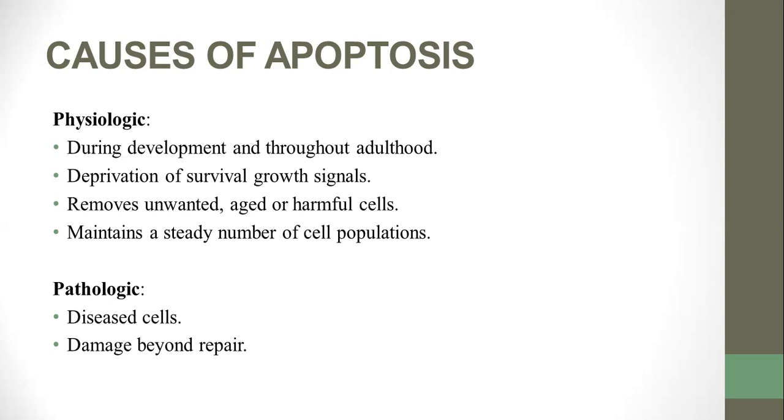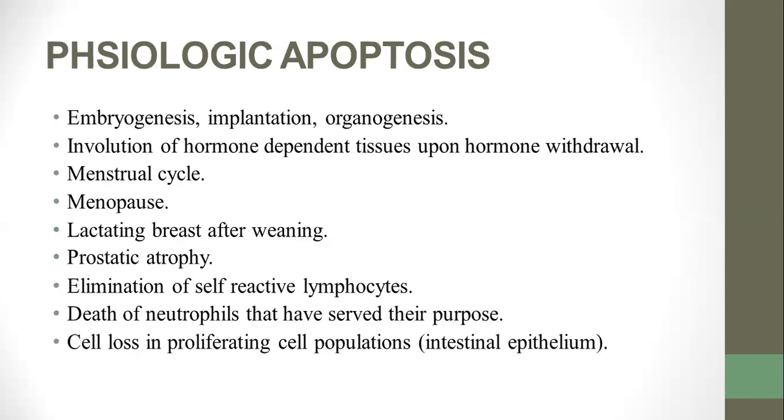And in cases of pathological apoptosis, the diseased cells and the damaged cells which cannot be repaired are removed by apoptosis. Physiological apoptosis occurs during embryogenesis, during organogenesis. So in fetal life, this is an important process that regulates the organ development.